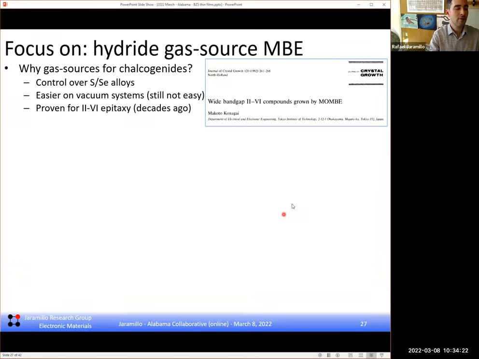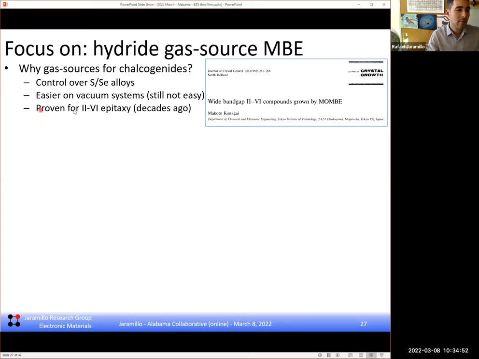So why gas source MBE? My motivation is that it allows you control over sulfur and selenium alloys. So you can make one and start alloying in another a lot easier than developing a new solid source. It's also a lot easier on vacuum systems. Sulfur and selenium are really bad, sulfur in particular. There's a reason a lot of people don't like to do sulfides in vacuum systems. So we decided we would try to figure that out.